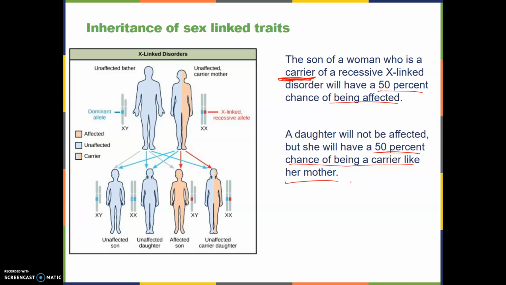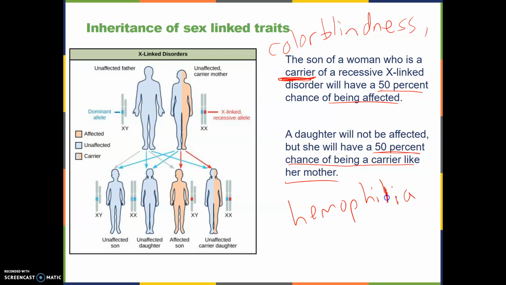Now, I say her daughter will not be affected. Her daughter will not be affected if her husband is not affected. But if the daughter's father is affected, then she can be affected as well. So we're looking at X-linked disorders. Some examples are color blindness and hemophilia and a form of muscular dystrophy. These are examples of X-linked disorders.